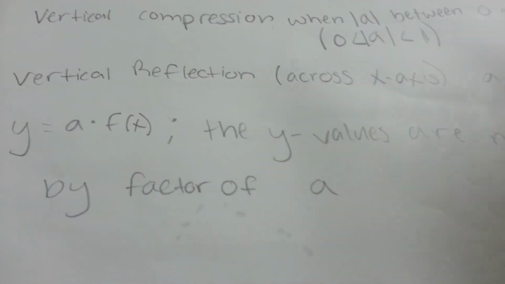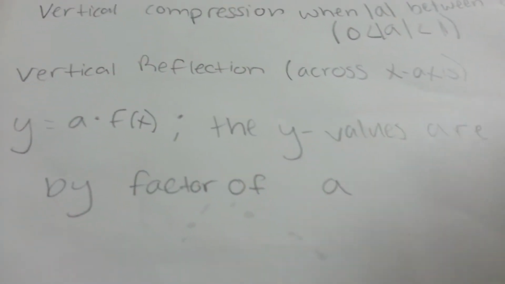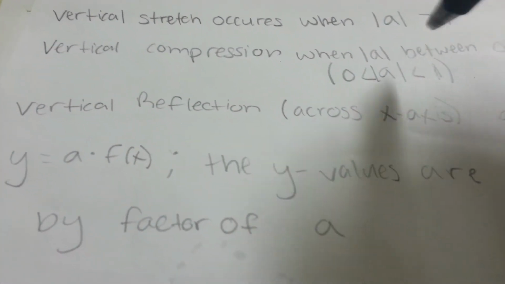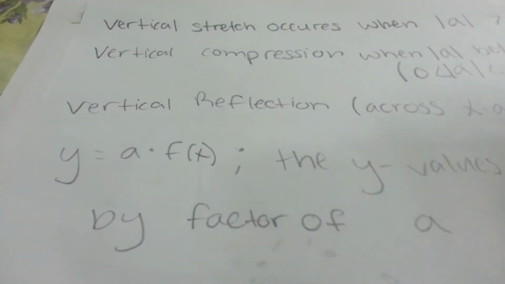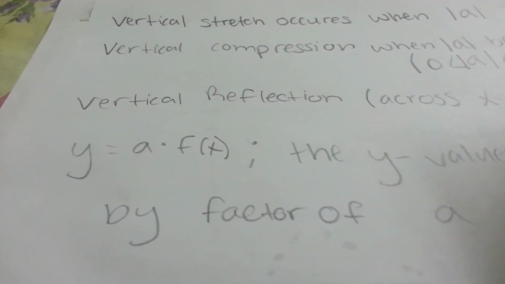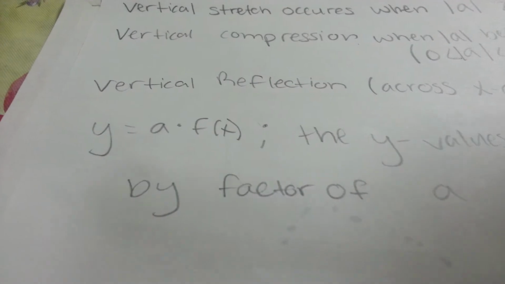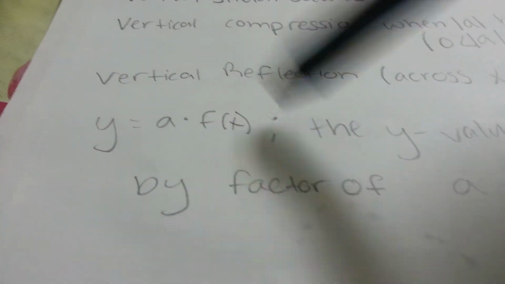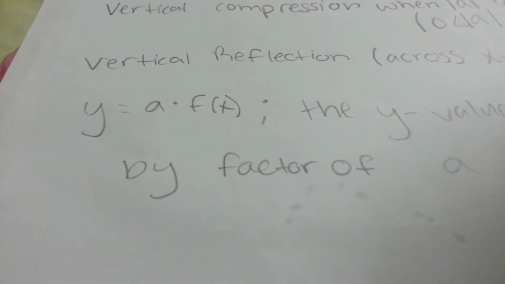So vertical stretches occur when the absolute value of a is greater than 1, and vertical compressions occur when the absolute value of a is between 0 and 1. So 0 is less than the absolute value of a, which is less than 1. Vertical reflections are across the x-axis, so a is less than 0, and you could use the equation y equals a times f of x. The y values are multiplied by a factor of a. I'm going to show you how to do some of these.